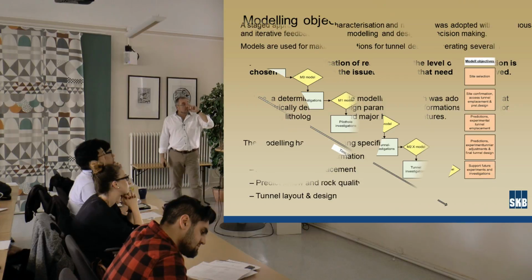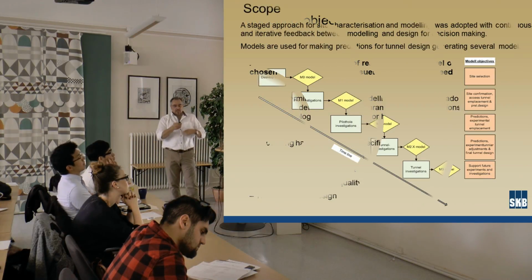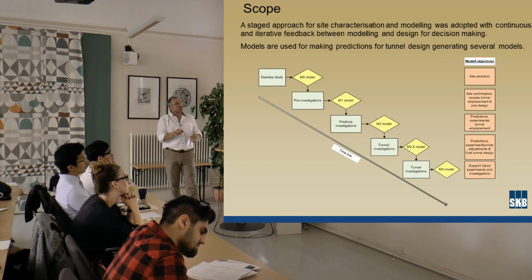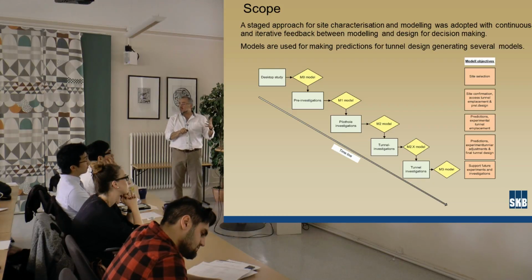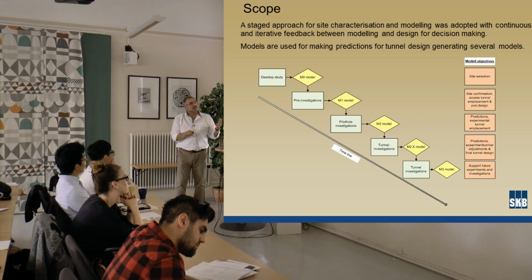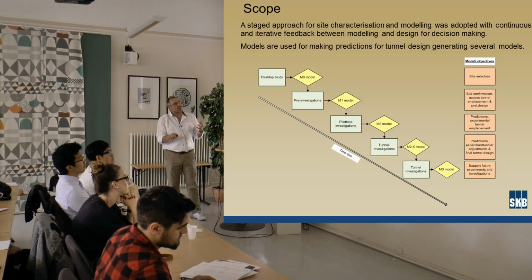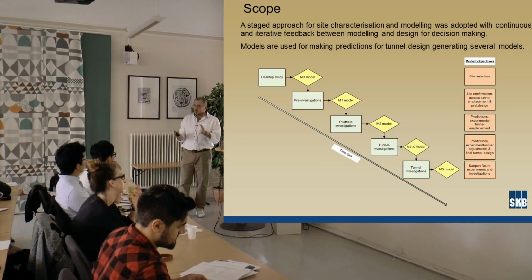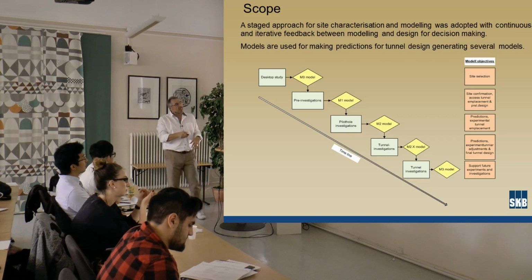So the approach from the beginning was, as I mentioned, we produced a desktop study with existing data. What do we have? What is our present understanding? With that, we made a very basic model. This is very simple, but still it's a model. So this is for site selection. Once we decided, that is the cube I mentioned. So we identified the cube in the first step.